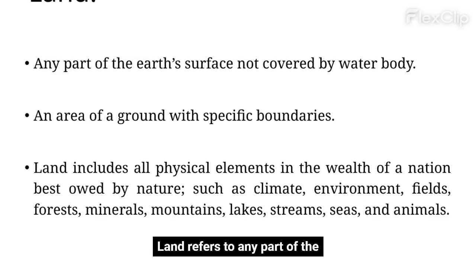Land refers to any part of the Earth's surface not covered by a water body. It's an area of ground with specific boundaries. Land includes all physical elements in the wealth of a nation bestowed by nature, such as climate, environment, fields, forests, minerals, mountains, lakes, streams, seas, and animals.